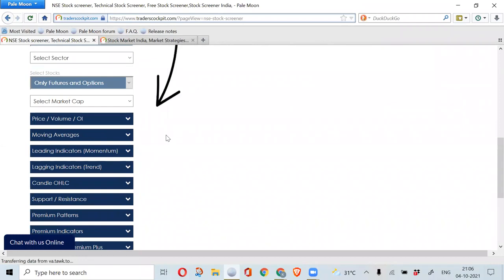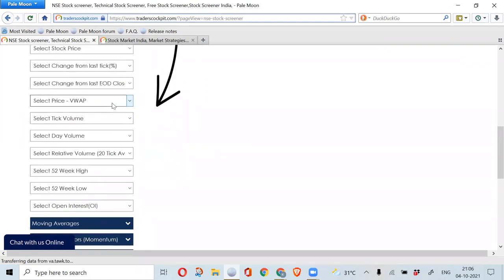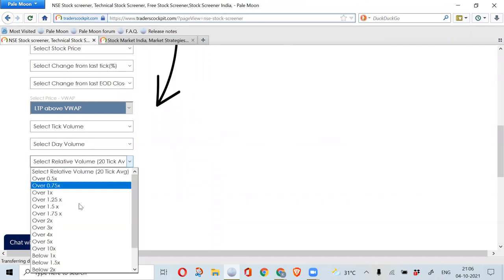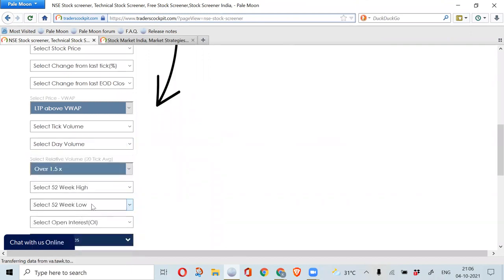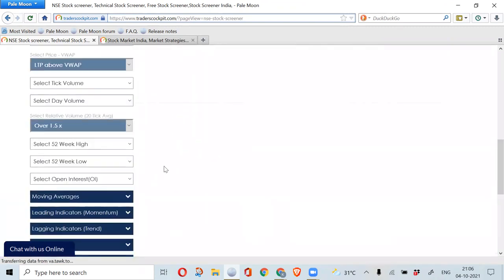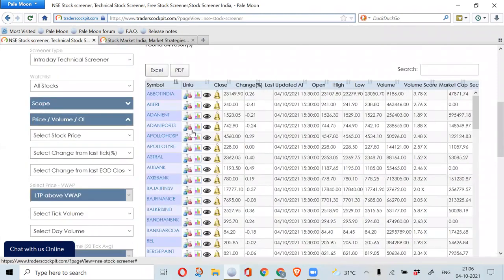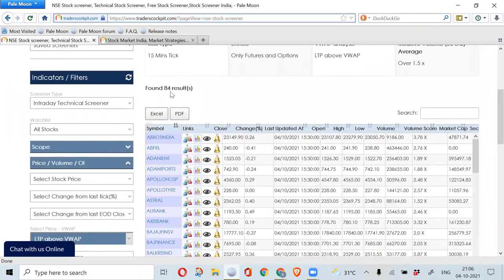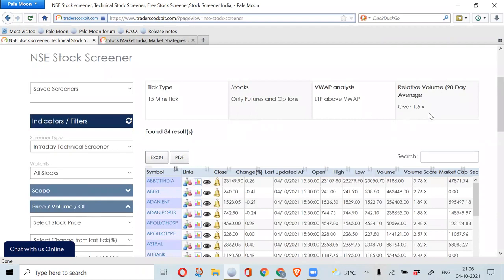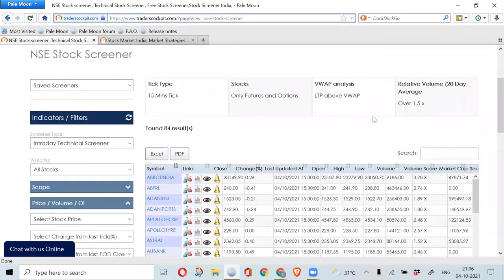And now, for example, I'm just creating some random conditions, like good volume conditions, and then price above VWAP. This is one of my conditions. And then volume conditions also, a good volume condition of more than 1.5 times relative volume. And then if I execute the screener, let us see how many results we get here. So we are getting 84 results, found 84 results for these conditions. LTP above VWAP, relative volume over 1.5 times.